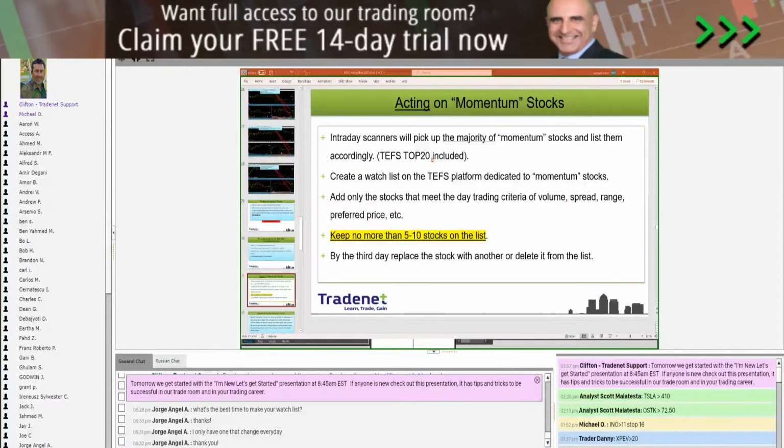And that's why I said here, keep no more than 5 to 10 stocks on the list. I have maybe 15. Okay, but a beginner will start with 5, and then you feel comfortable with 5, and you feel that you're doing the right thing. You add more, but you don't start with 30. Because in this case, more is less, okay?